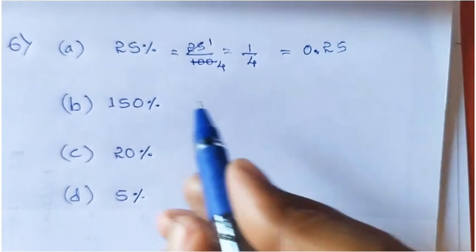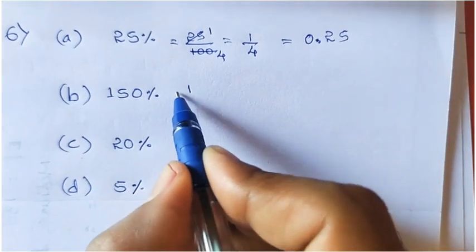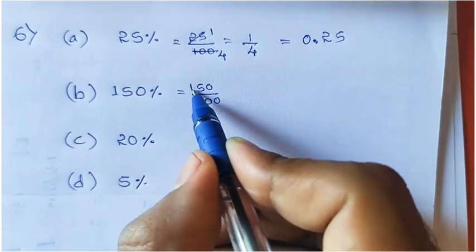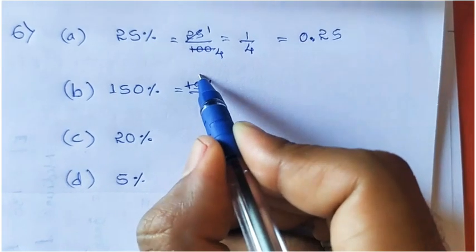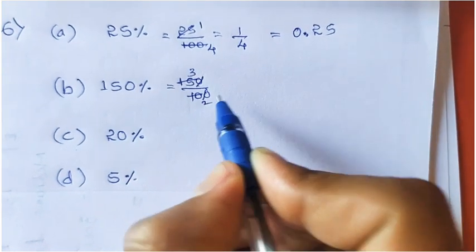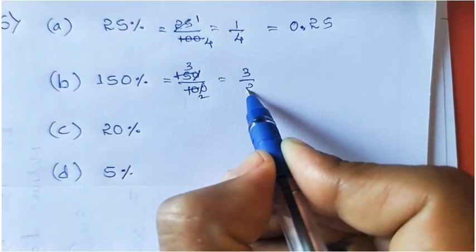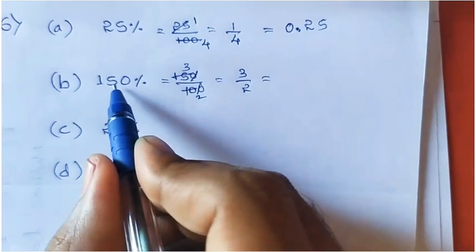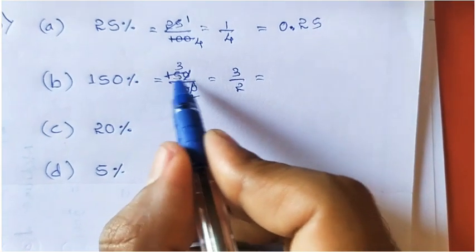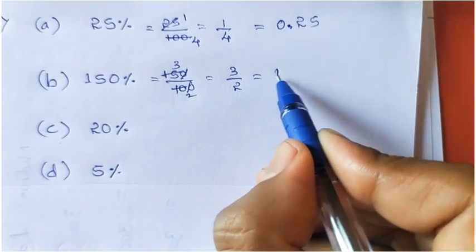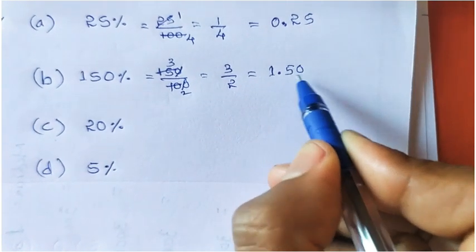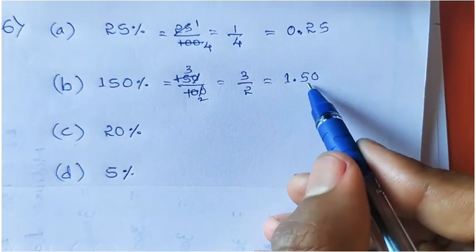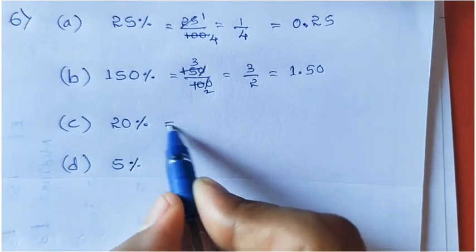Okay, next 150% means 150 by 100. The 0s get cancelled. 50 threes are 150, 50 twos are 100. So it will be 3 by 2. So for the decimal, here 150 by 100 is there, after two numbers you put the point, so it becomes 1.50 or else 1.5. Okay, so 3 by 2 is the fraction, 1.5 is our decimal.